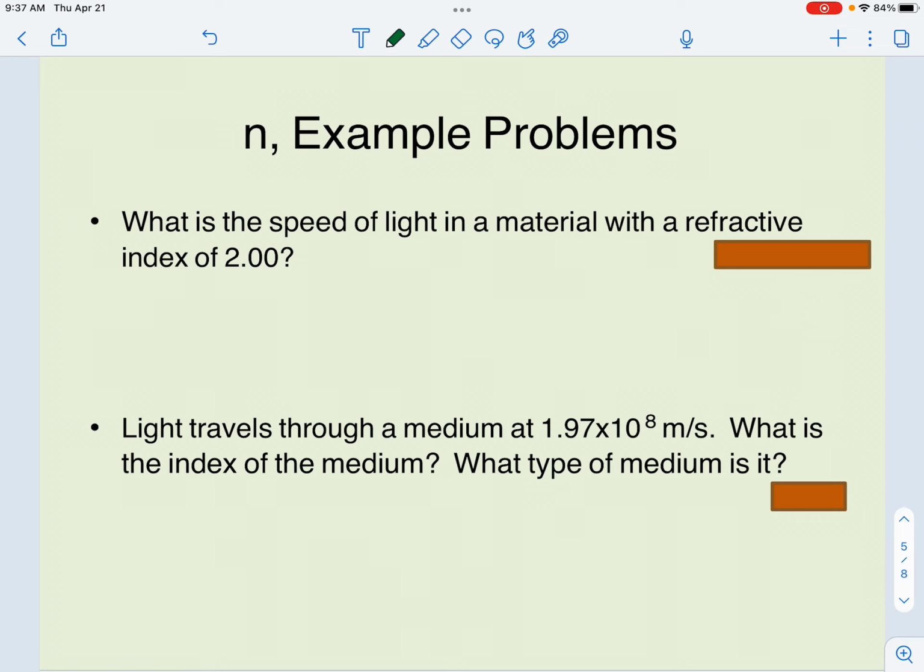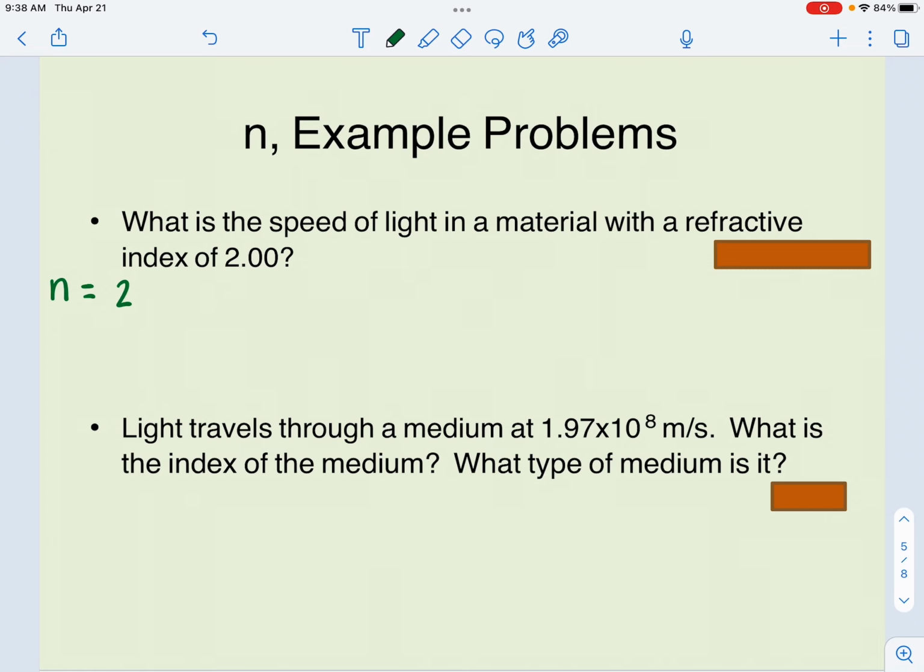So first thing we're going to do is just list our givens. They gave us an index of refraction, so remember that is the variable n. And this is a value of 2 or 2.00. Notice that the index does not have a unit here, and I'll address that again here in just a moment.